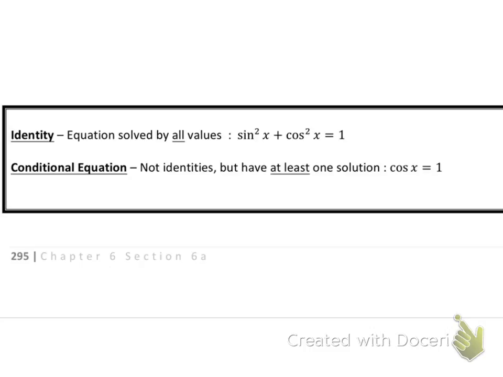All right, so two things. We already did identities. Identities are true for every single value. Conditional equations have at least one solution. Doesn't mean they work for all of them, but they have at least one solution. That's the only difference between the two. Identity, all; conditional, at least one.